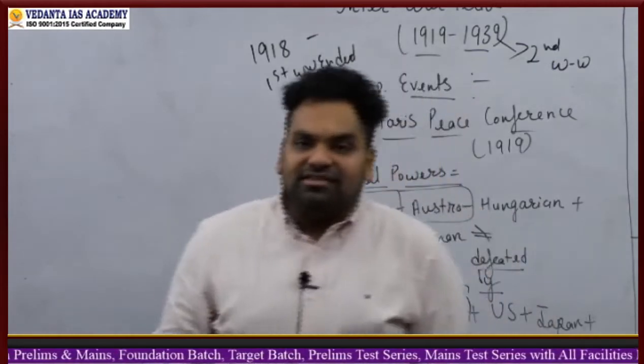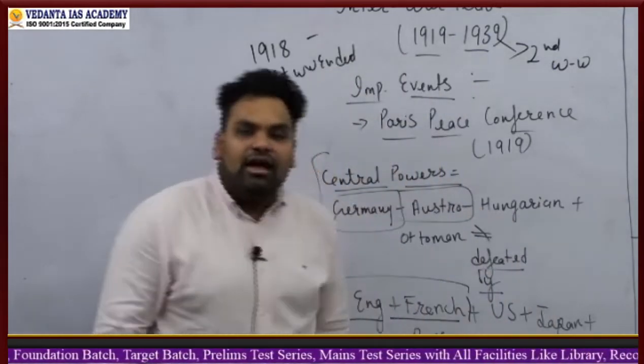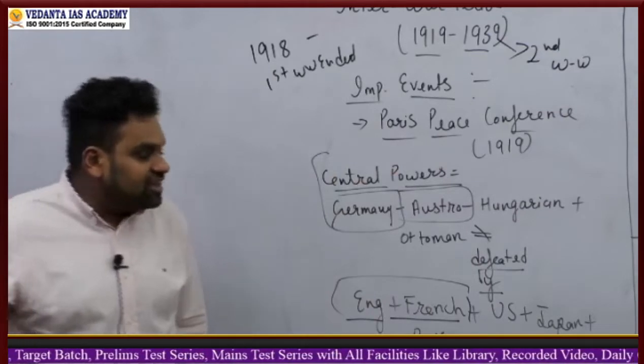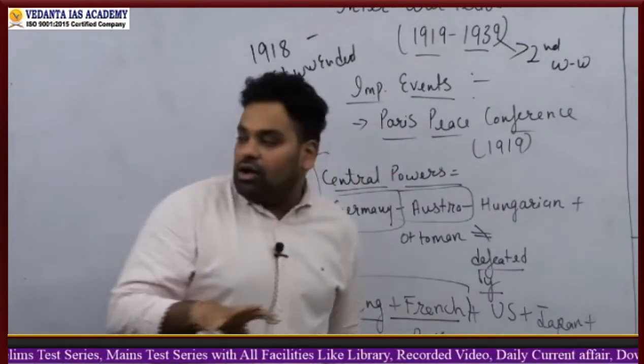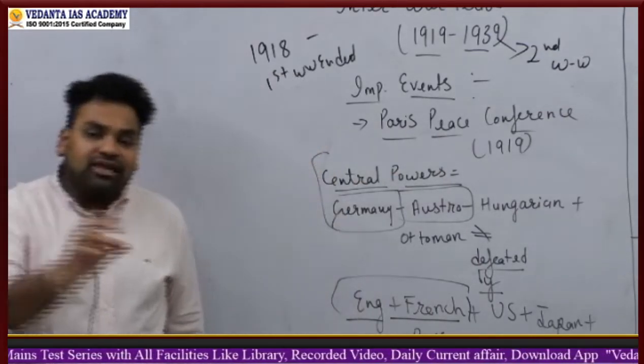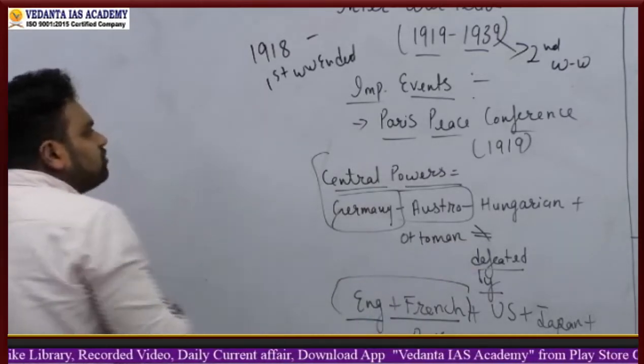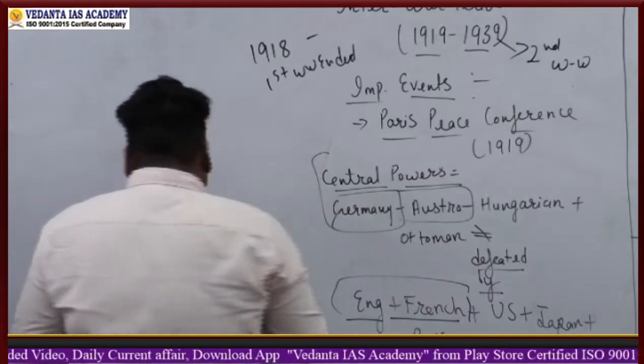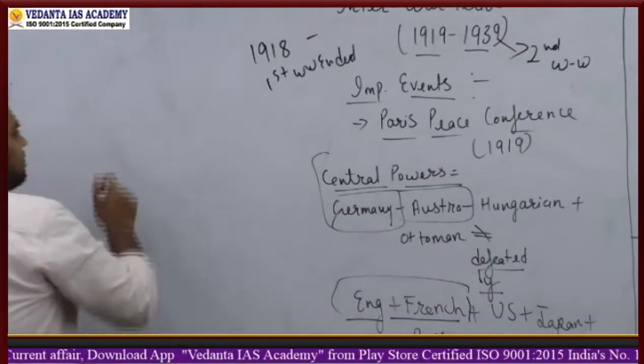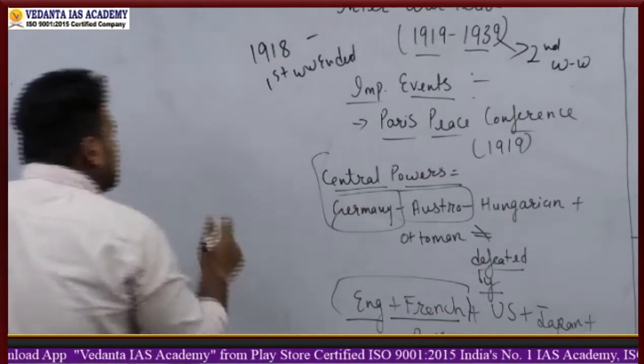So these are all the things we need to understand in the Paris Peace Conference: what exactly happened and what did not happen. That is a very, very important idea. So the Paris Peace Conference is the first thing we are going to study. Right? This is a very, very important idea.